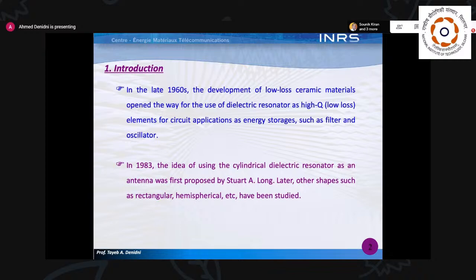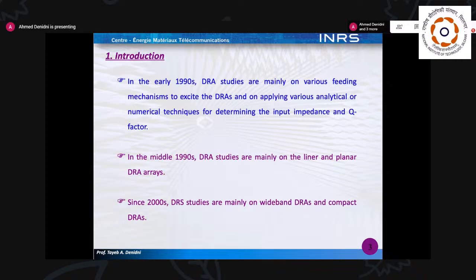For a new design. Next, in the early 80s, the DRA work was mainly on various feeding methods. Many groups contributed to designing different dielectric resonators, especially providing a new mechanism for the dielectric resonator antenna. They also provided some analytical or numerical techniques to design and analyze this antenna in terms of impedance, Q factor, bandwidth, and radiation. This means we started creating different tools in theory, in simulation, in fabrication, in measurement. After that, this area became very well known.